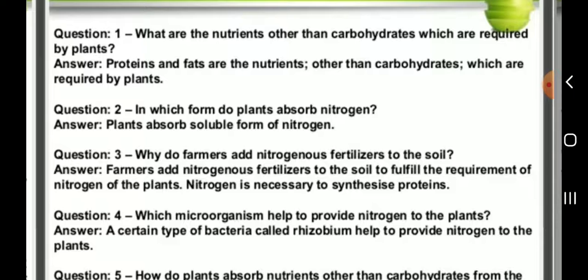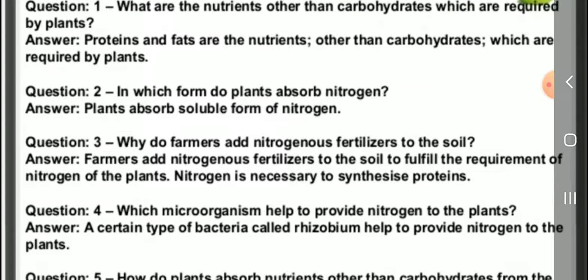What are the nutrients other than carbohydrates which are required by plants? Proteins and fats are the nutrients other than carbohydrates which are required by plants. In which form do plants absorb nitrogen? Plants absorb the soluble form of nitrogen.